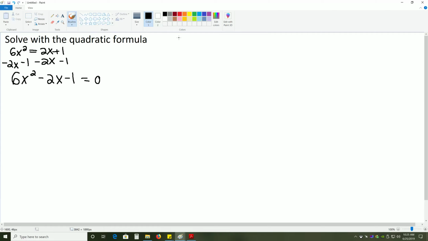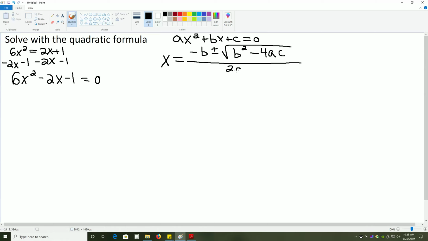So the quadratic formula says if you're given a problem of the form ax squared plus bx plus c equals 0 for any a, b, and c except when a equals 0, then this will always be solved using x equals negative b plus or minus the square root of b squared minus 4ac all over 2a.